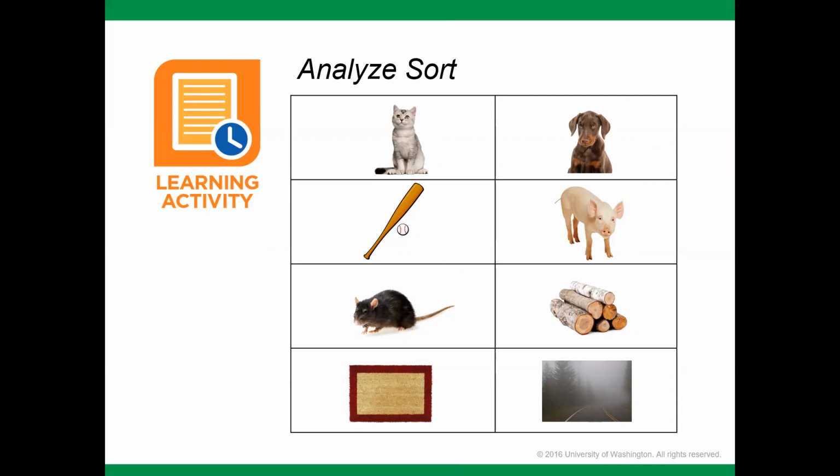Okay, let's answer the questions. How many headers were used? There were 2 headers in this example, like 2 columns. There was a column or a header of hat, bat, rat, mat. And then the other column had dog, hog, log, fog.